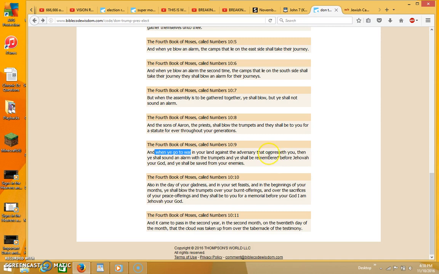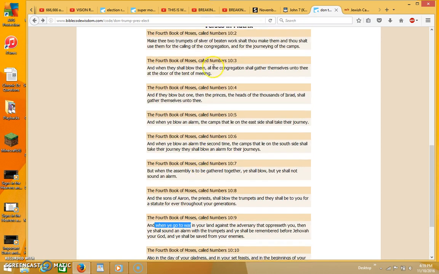where the abbreviation for president is coming up in the text, "then ye shall sound an alarm with the trumpets, and ye shall be remembered before Jehovah your God, and ye shall be saved from your enemies. Also in the day of your gladness, and in your feasts, and in the beginning of your months, you shall blow the trumpets over your burnt offerings and over your sacrifices of your peace offerings, and they shall be to you for a memorial before your God. I am Jehovah your God." And it came to pass in the second year, in the second month, on the 20th day of the month, that the cloud was taken up over the tabernacle of testimony.